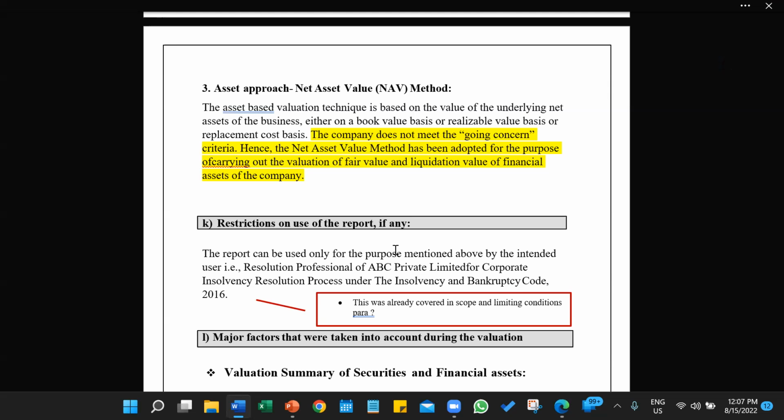Like if it is an RV report during a CIRP, ultimately you will give this report to the RP. But eventually this report will be used by the CoC, and by the NCLT. But if I'm talking about the draft report, it is the appointing authority.